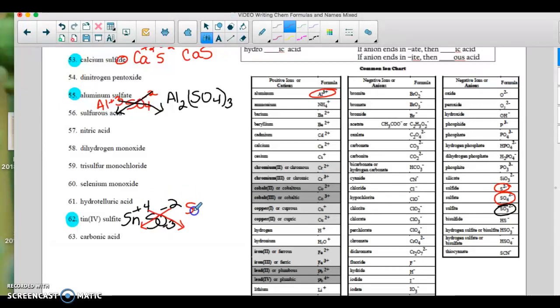And if you do, I'll show you. So I can reduce this. We don't want to touch the polyatomic ion subscripts, but these 2 numbers, the 2 and the 4, are both divisible by 2. So the formula is Sn(SO3)2.